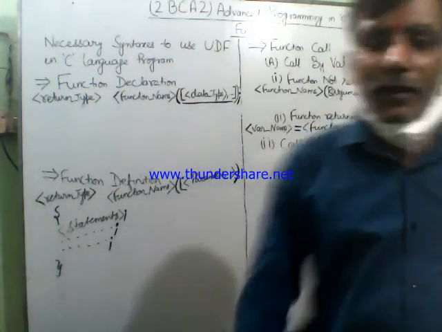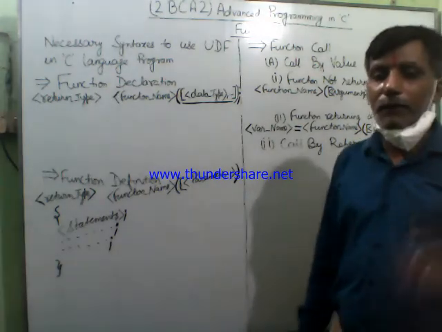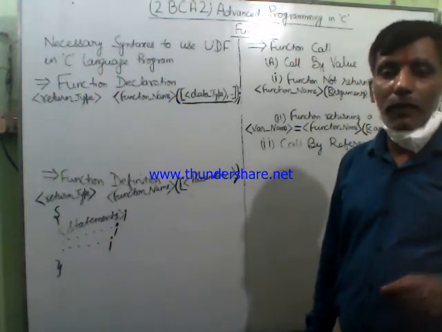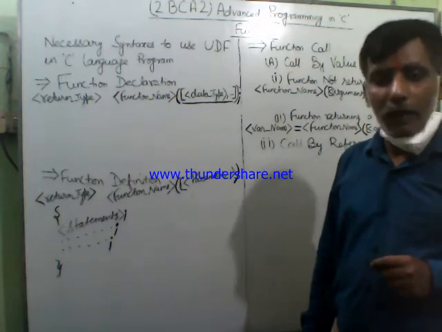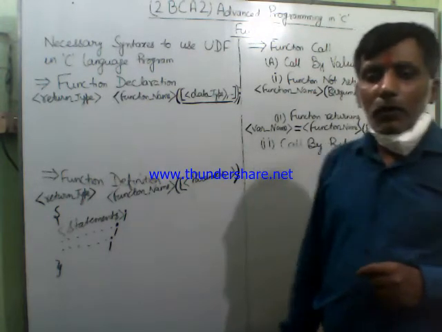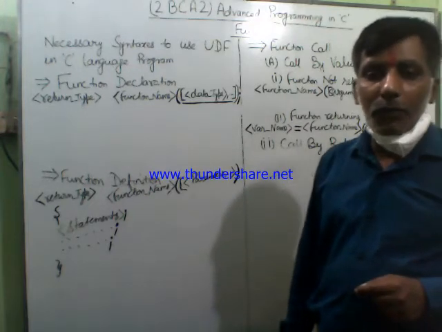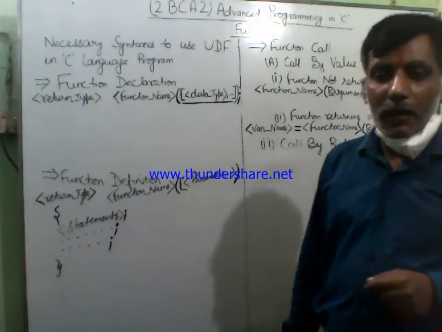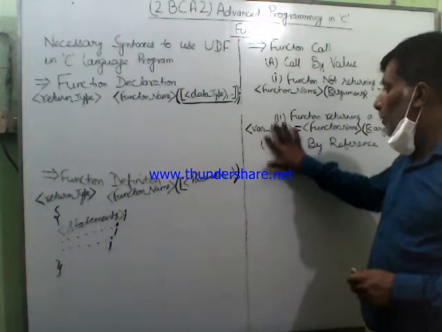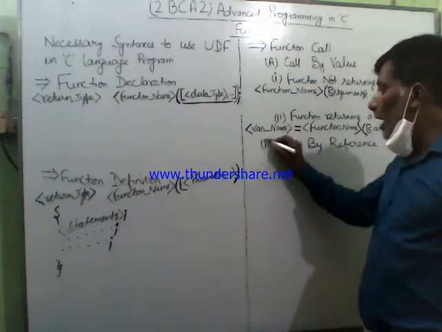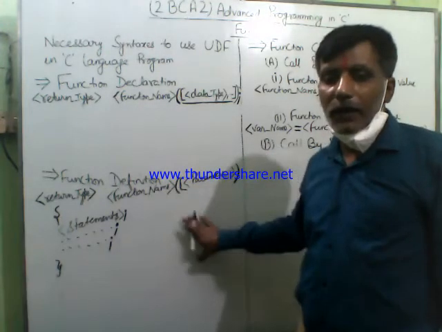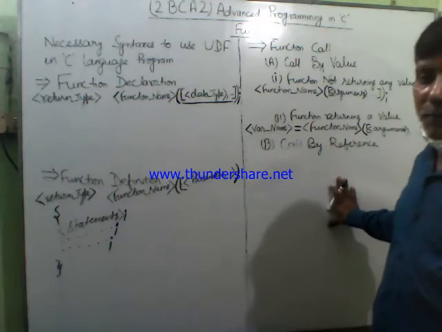Hence, these are the necessary syntaxes to use a user defined function when you are calling your user defined function by using the call by value method. But when you are going to use such a user defined function in the program that is being called by using call by reference method, then you have to use different syntaxes to perform function declaration, function definition and function call.